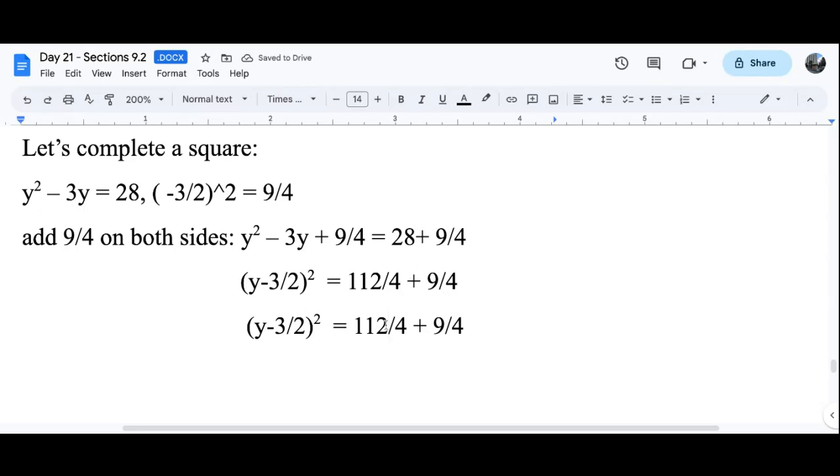Then it becomes 121 over 4, right? Because 112 plus 9, that's 121. So 121 over 4. Now square root both sides. Square root both sides. The square roots cancel each other. So on the left-hand side, we get y minus 3 over 2. On the right-hand side, we have plus or minus two values.